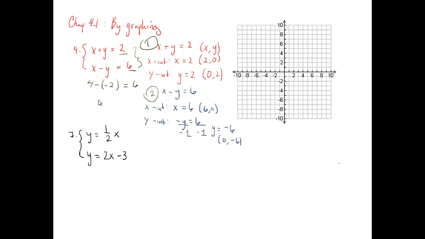Let me write this answer over here. The answer was 4, -2. All right, so we're going to graph the first equation. If you notice, it's in y-intercept form, so I'm going to graph it using the slope.